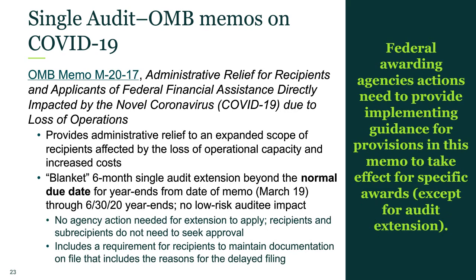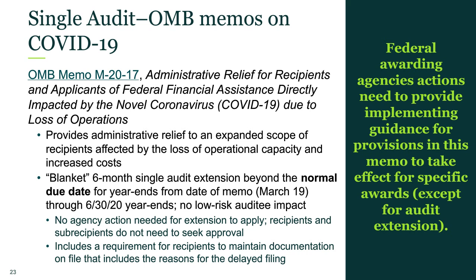The next memo that the OMB released was M-20-17, Administrative Relief for Recipients and Applicants of Federal Financial Assistance directly impacted by the coronavirus, COVID-19, due to loss of operations. This one was provided to federal awarding agencies, letting them know that they can provide flexibility. What's different about this one is it's not only related specifically to that first act and that specific funding. This is related to anyone that was directly impacted due to COVID-19 and a loss of operations.